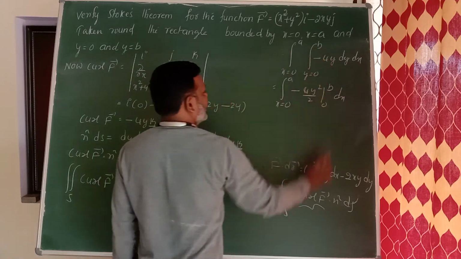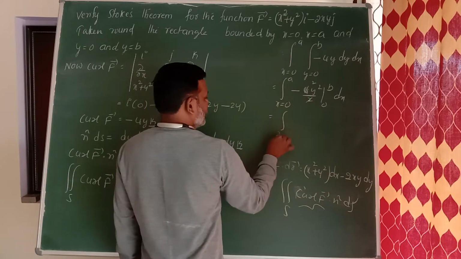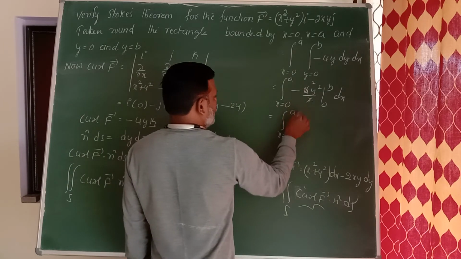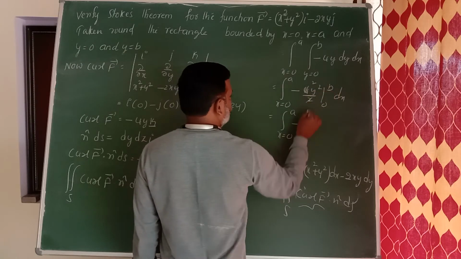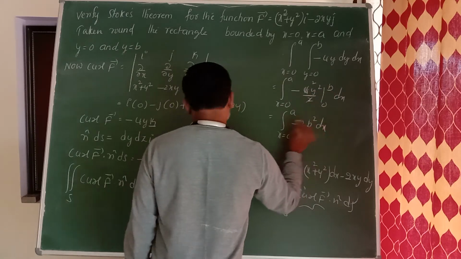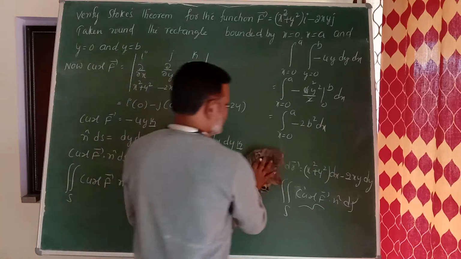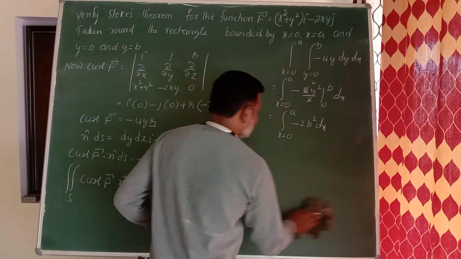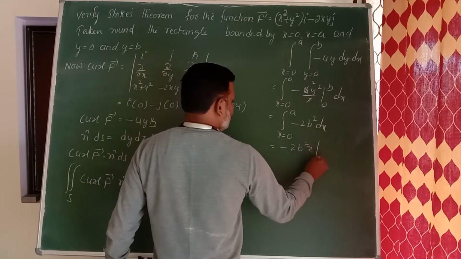Okay, this is a y integral. So the two 2's get cancelled, that is equal to the integral from x equals 0 to a, just apply the limit, the two 2's, 2 is remaining, minus 2b square into dx. Now integrate this with respect to x, what happens here? So this becomes minus 2b square x from 0 to a.